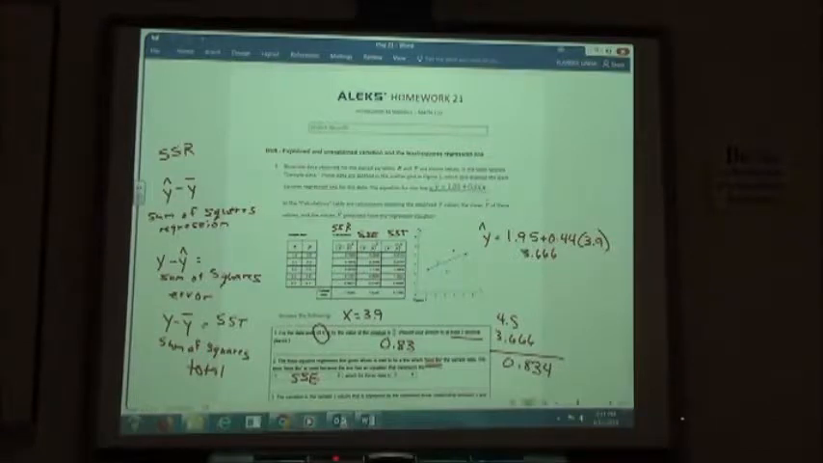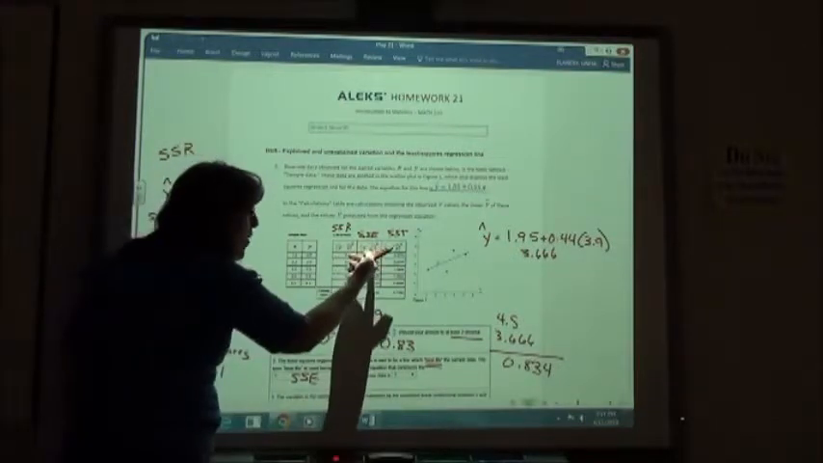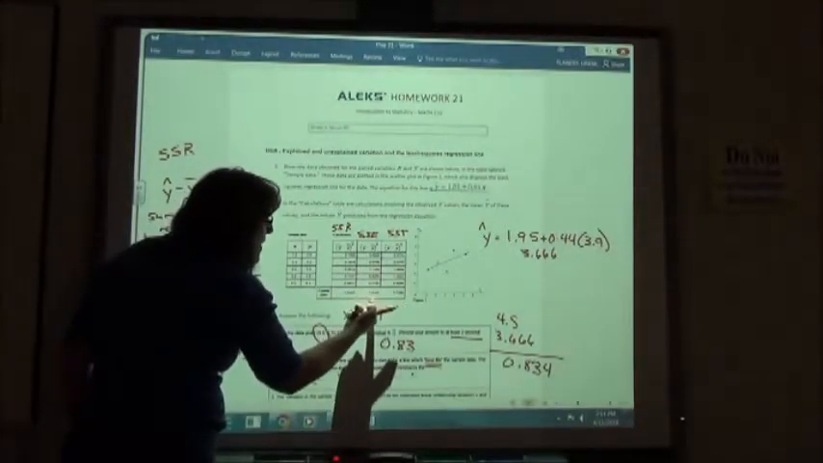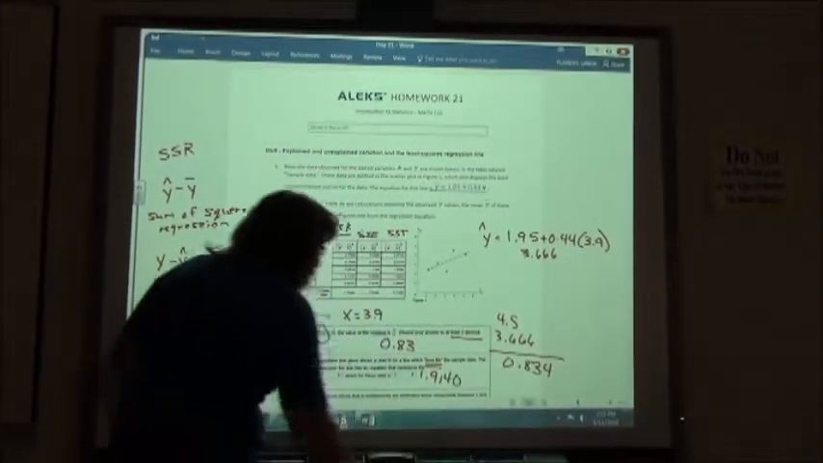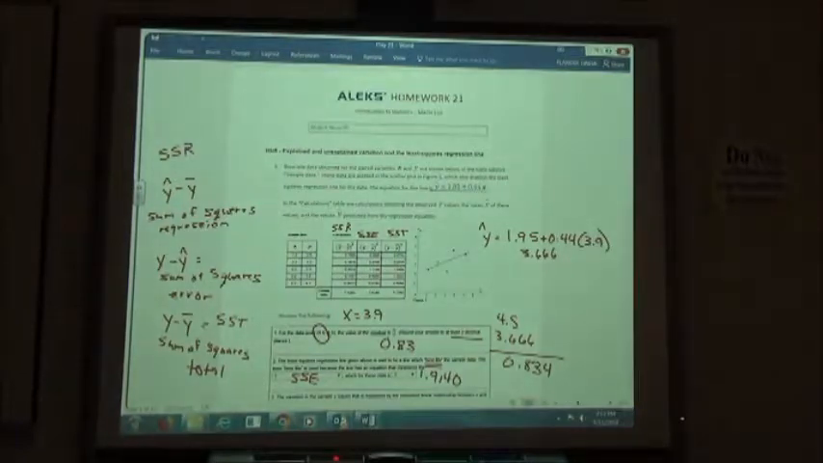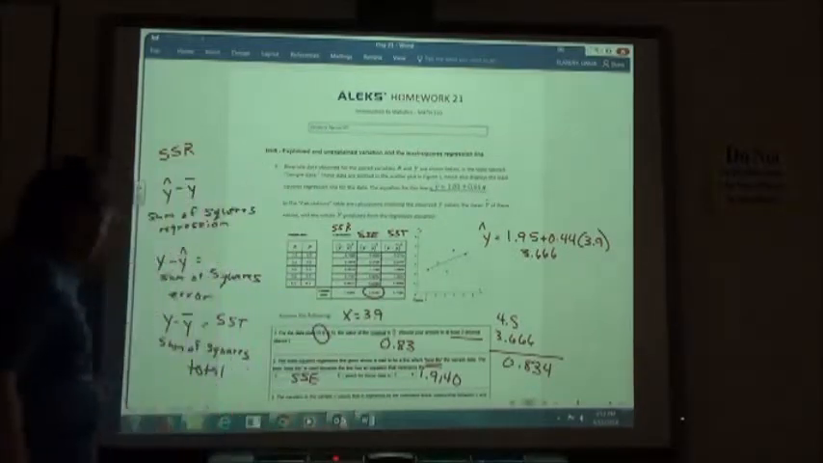And so then what I'm going to do is just look in my table because they've already done my calculation. In this case, it's the 1.9140. So I just looked that number up in my table. That's the number for the sum of the squares error.